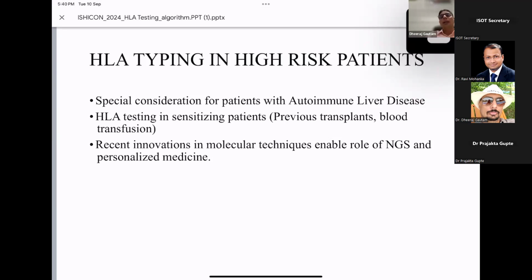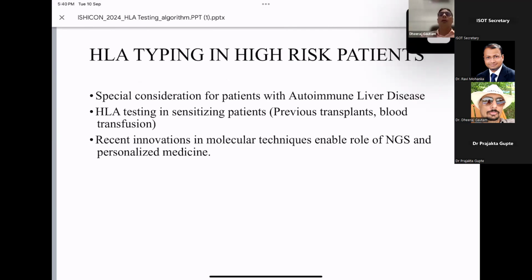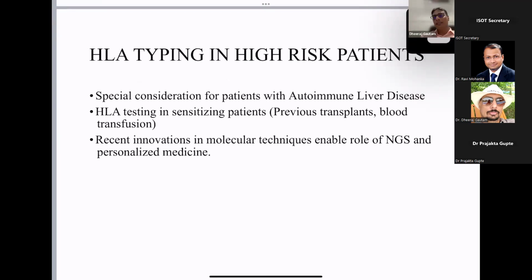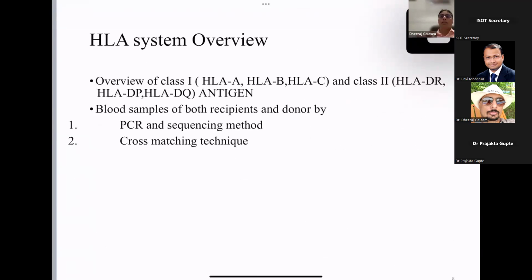So HLA typing in liver transplant is very important for the high-risk patient. Special consideration is needed for patients with autoimmune diseases, and HLA testing in sensitized patients, like those who have had a previous transplant or multiple blood transfusions. Then recent innovations in molecular techniques enable the role of NGS and personalized medicine.